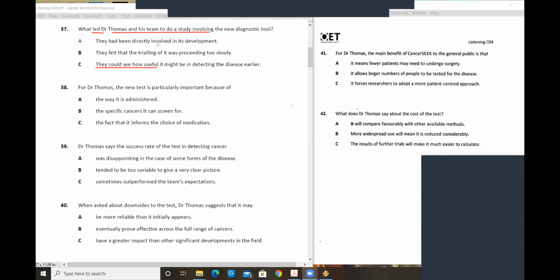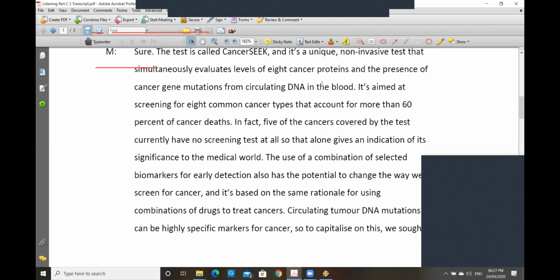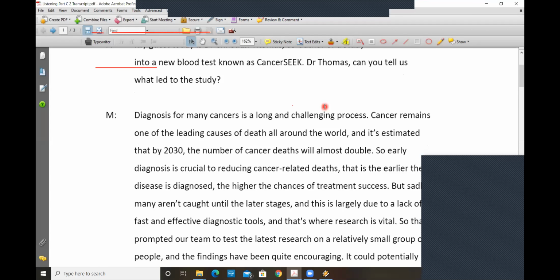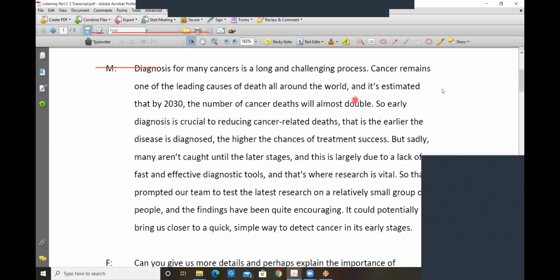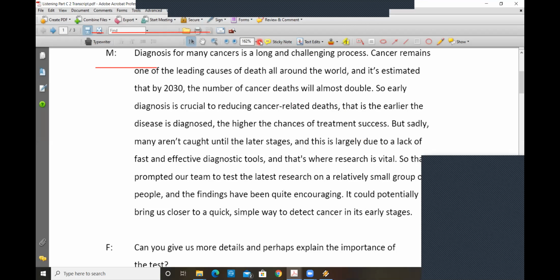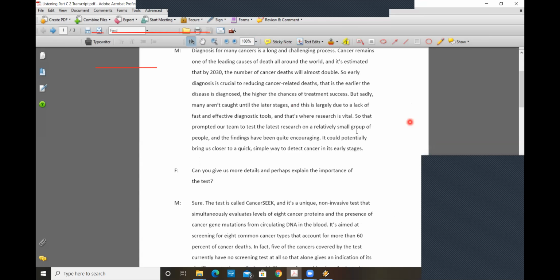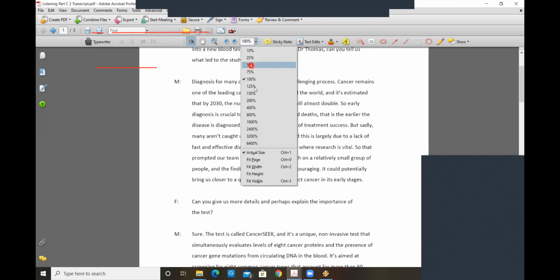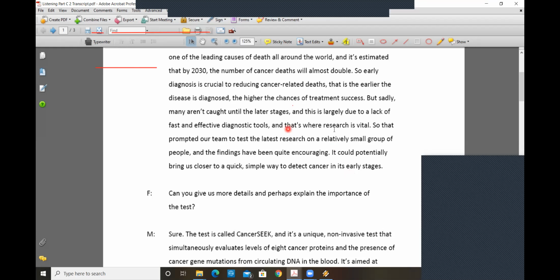Yes. Okay, so basically, why C is the correct answer here is because they said that we needed a tool that can quickly detect the cancer. That was the option which can help us to treat the patient. The early diagnosis was very important, and till that point of time, there wasn't any test which could detect it early, and that is where the research is vital. So that prompted our team to test the latest research.